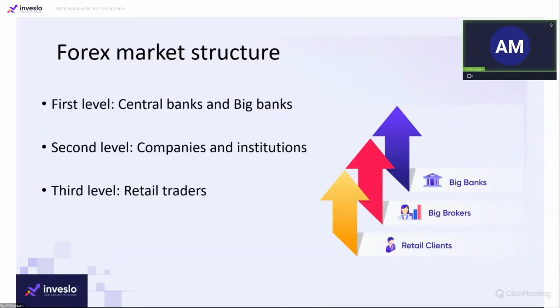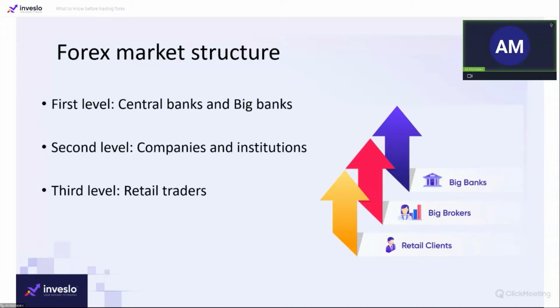At the second level, we have the companies and institutions that trade those foreign currencies for commercial purposes, or some brokers that are trying to connect the retail traders who don't have access to the banks directly to the big banks and to the live market, like Inveslo, for example. That second level is trying to provide online services to those who don't have direct access to the big banks. And then at the third level, we have those speculators and all retail traders like us, like actually you and me, who are going to trade in the financial market.